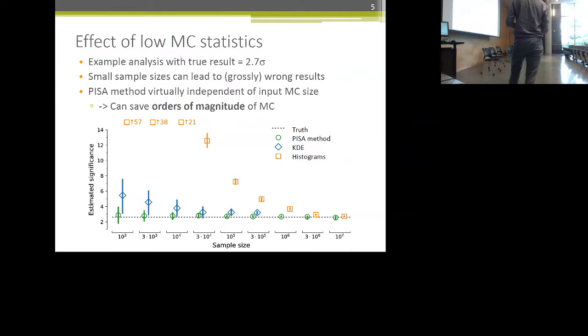But of course, if you increase the number of events, at some point it will converge to the right answer. Using KDEs can help a lot, so you get much more realistic answers, but you're still overestimating your significance. And then in green here is shown using our method. It's virtually independent of the input sample sizes, and even for ridiculously low sets, you still get a useful answer.